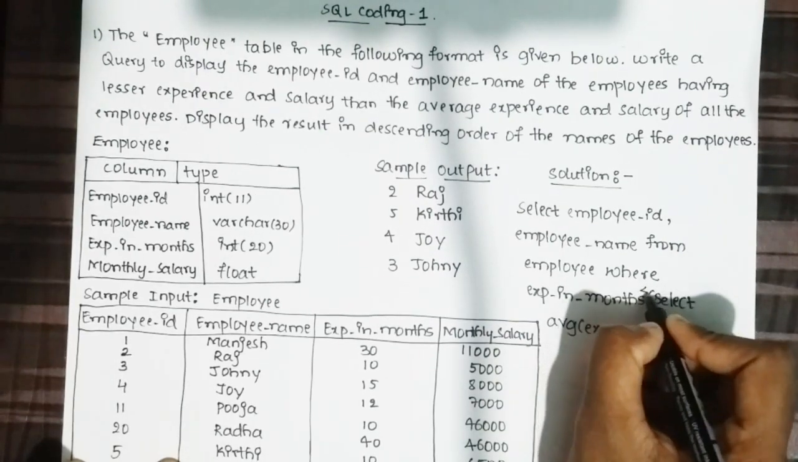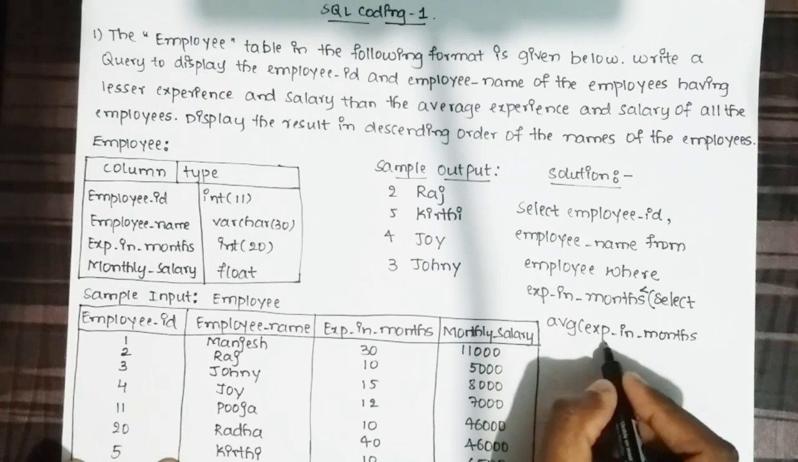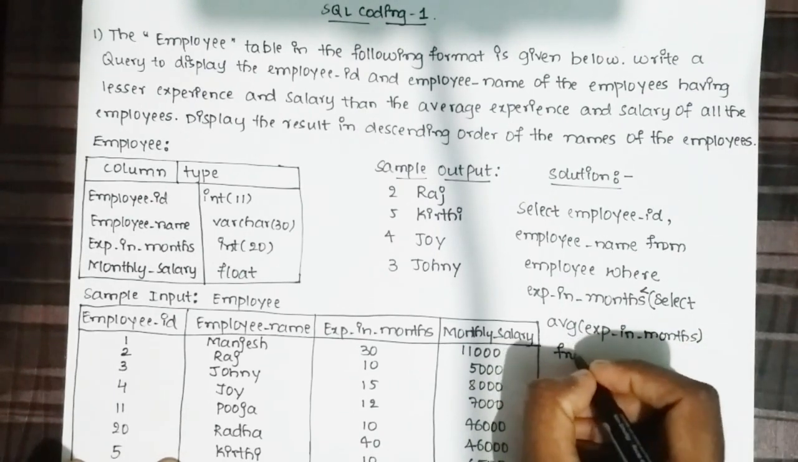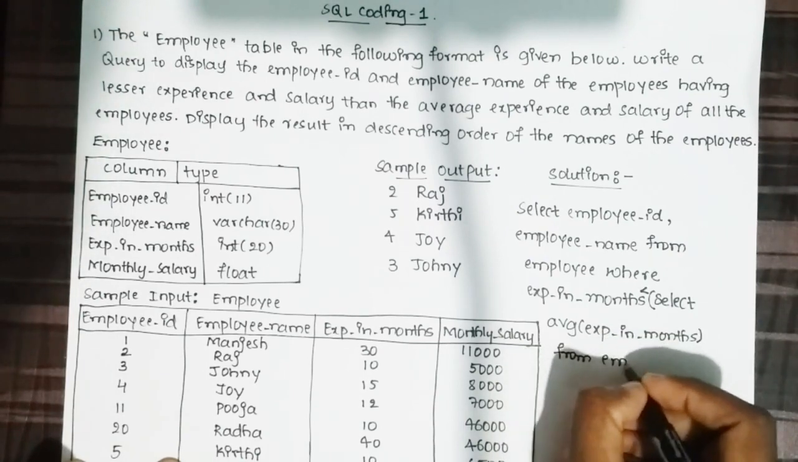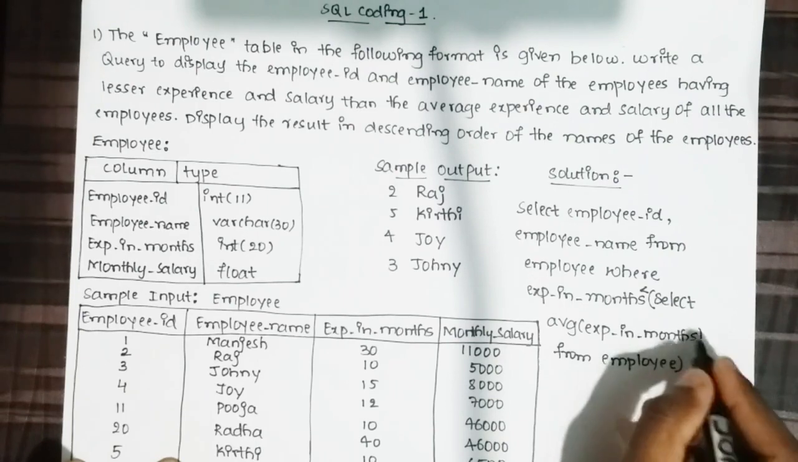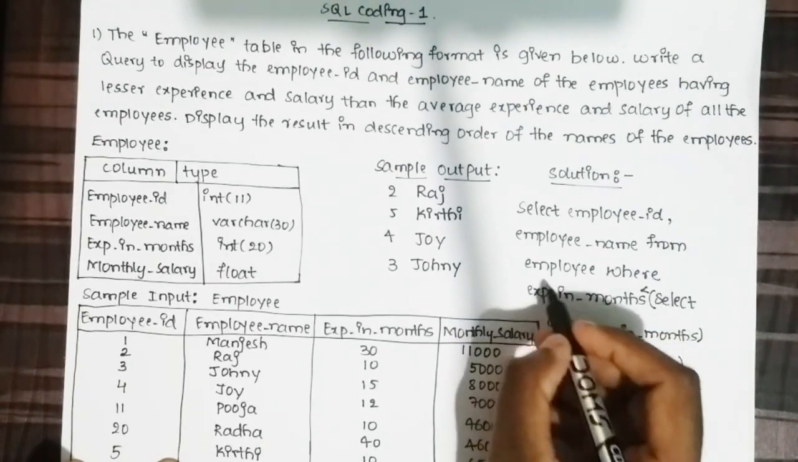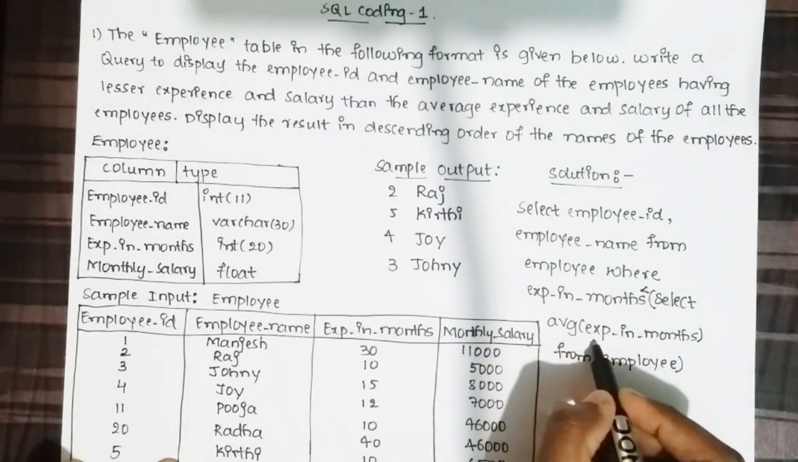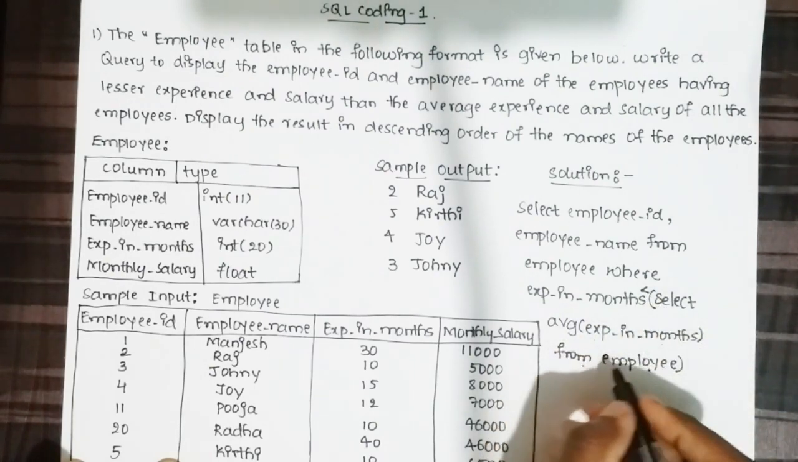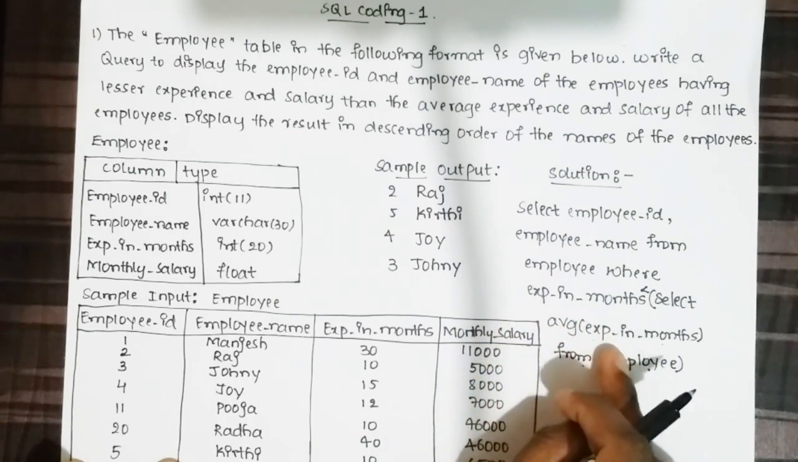So here it should be less than, so less than select average experience in months, that too from the table name, that is from employee. So here you are going to close it. So where experience in months is less than select average of experience in months from the employee. So one part is over, so we have done it for experience in months.